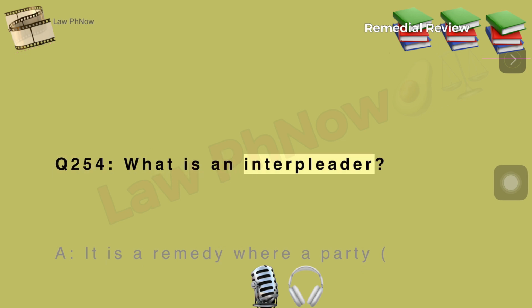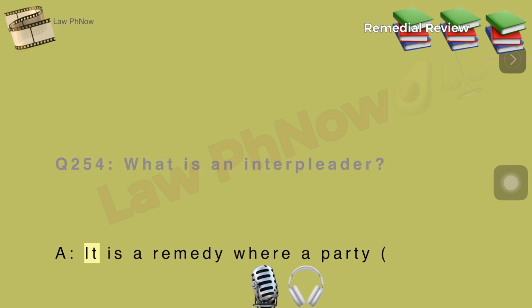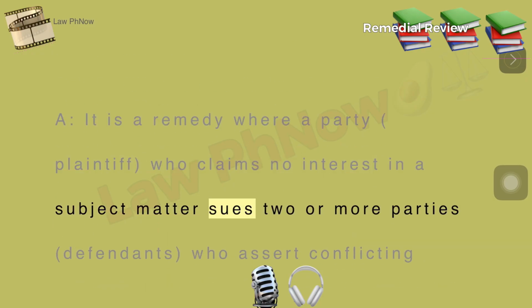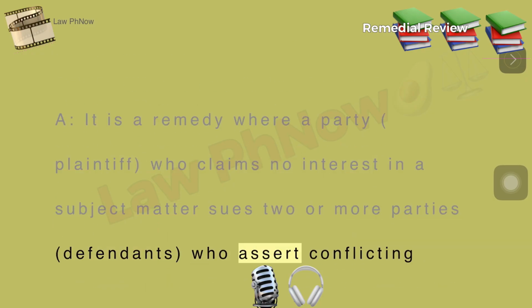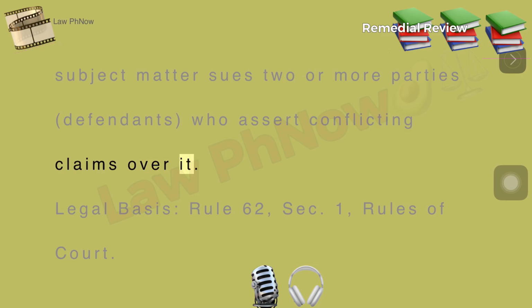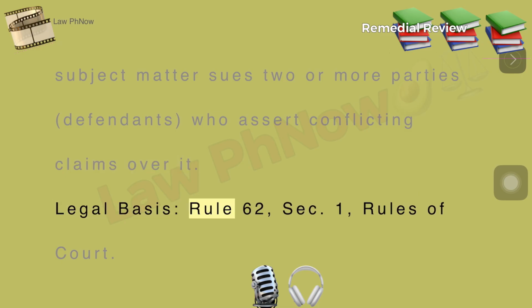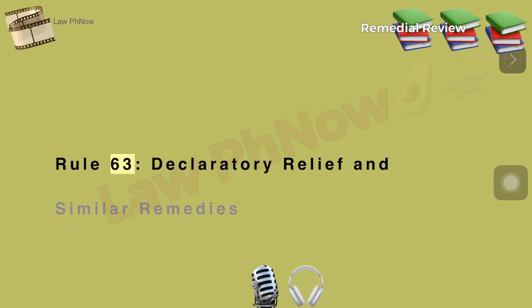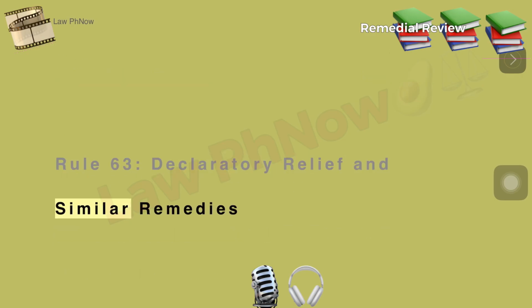Q254. What is an interpleader? A. It is a remedy where a party, plaintiff, who claims no interest in a subject matter sues two or more parties, defendants, who assert conflicting claims over it. Legal basis: Rule 62, Section 1, Rules of Court. Rule 63, Declaratory Relief and Similar Remedies.